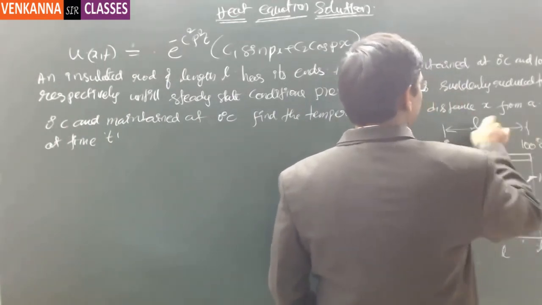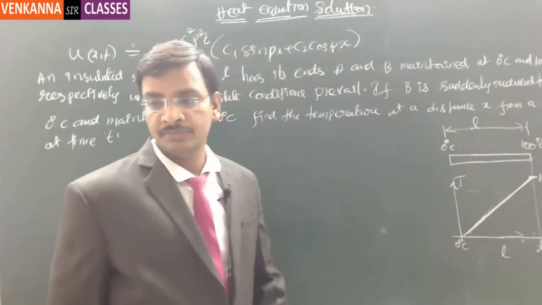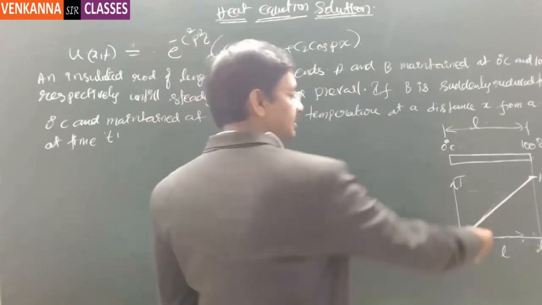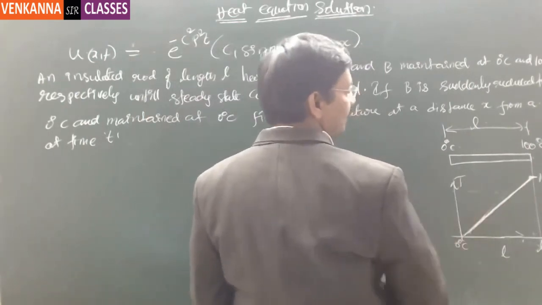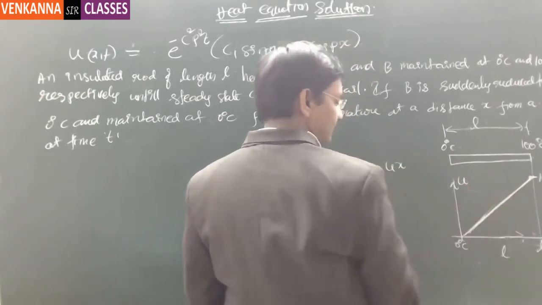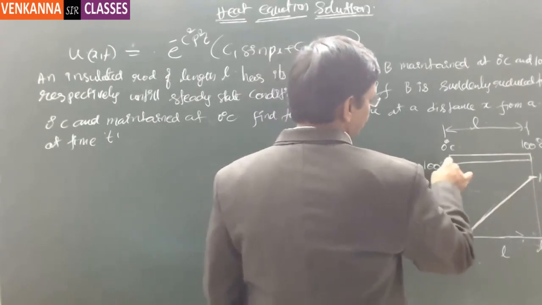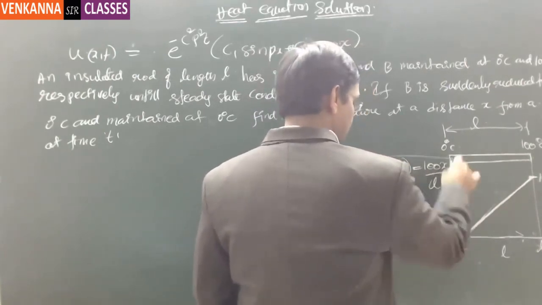Now, what is the steady state distribution at any displacement x? Let us say this is the temperature, or I call this u. Then u of x is given by 100x by L. Correct or not?